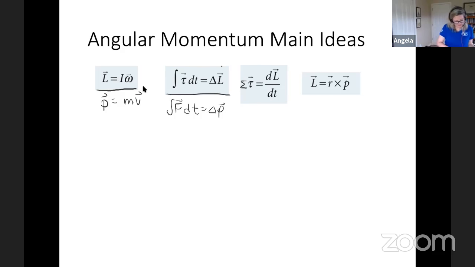Okay, I cannot see the other one. I know it's the definition of angular momentum, R cross P, but oh gosh. Okay, thank you for your patience.